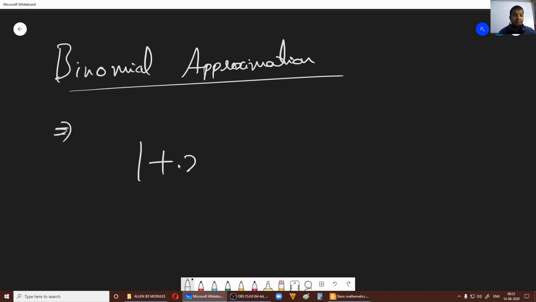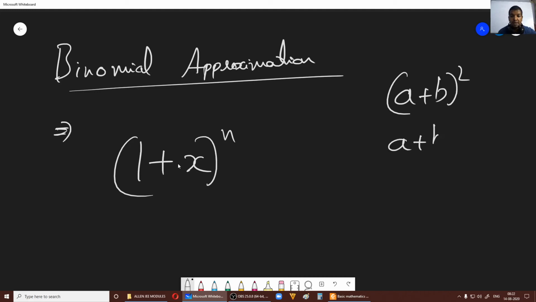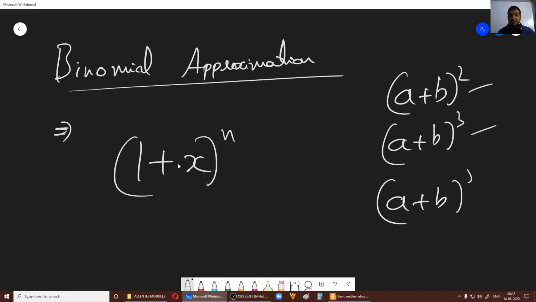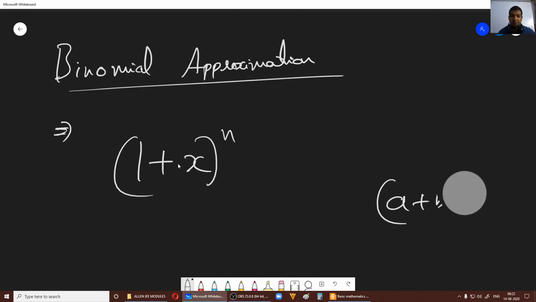Now (1 plus x) whole power n, let us say. Here you have seen (a plus b) whole square, (a plus b) whole cube, right. Now we know the formula for this. What if the power is like 5 or 10 or 20? Now you have a theorem for that. You call it the binomial theorem. You will learn about it in mathematics, but here we won't be using the complete binomial theorem. We'll just use an approximation.